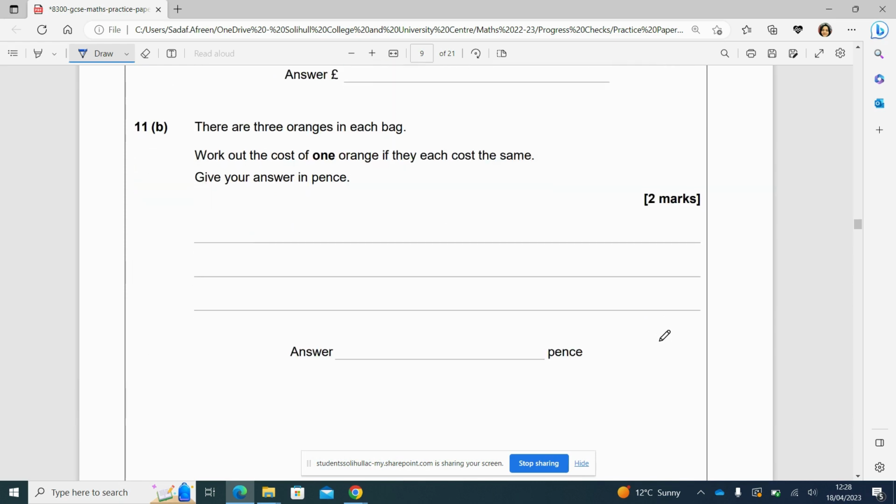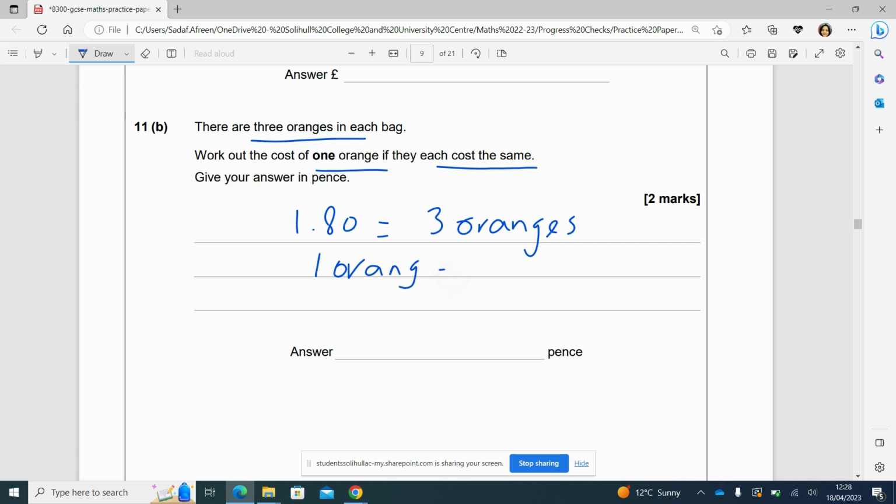Okay, 11B says there are 3 oranges in each bag. Work out the cost of 1 orange if they each cost the same. So 1.80, that's the cost of 3 oranges. Okay, so 1 orange will be, we just need to divide by 3. So you divide 1.8 because that's the total cost. So you divide 1.8 by 3, and that gives you 0.6 or 60 pence. Okay.